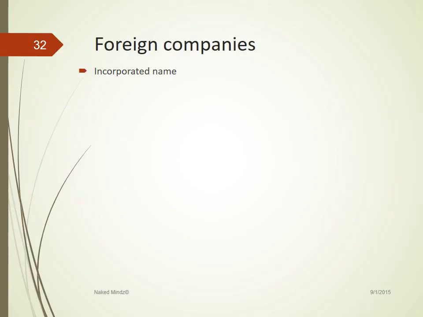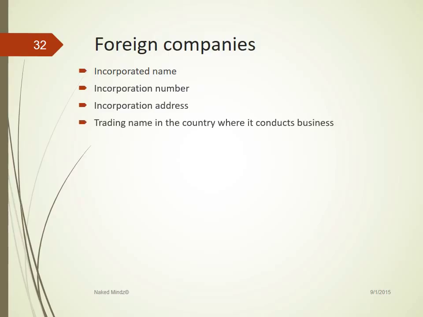Foreign companies require an incorporated name. Now, an incorporated name can be obtained by getting the documents from the country of origin, bearing the name, incorporation number, and business address there. The incorporation number, the incorporation address then would all be obtained by this means. The trading name in the country where it conducts business. Now, trading names can be verified by the most practical means. That could be on the net, or it could be by, again, the documentation that the person gives you.